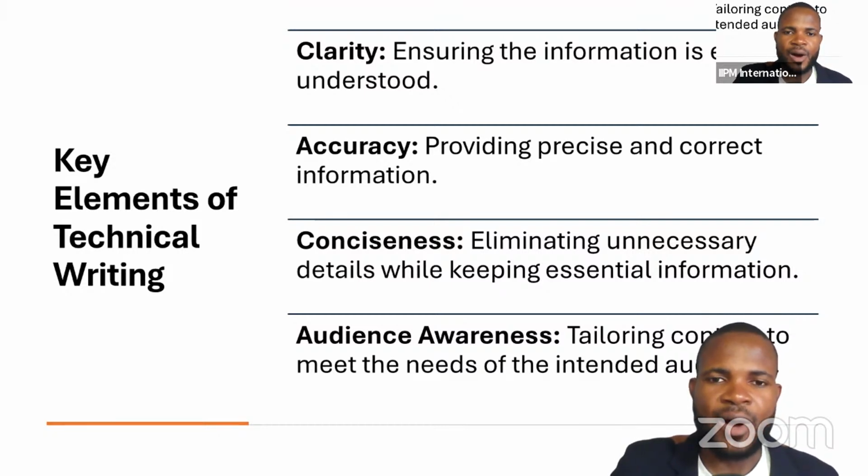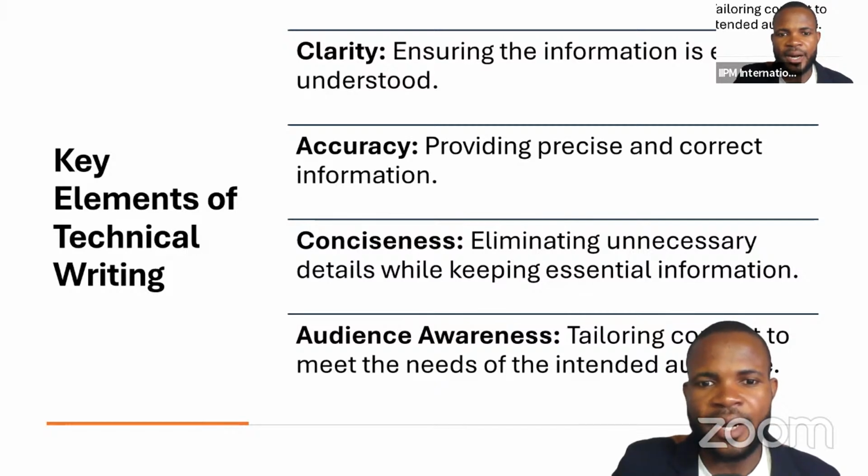All right. Now, another one is accuracy. Technical writing needs to ensure accuracy. Everyone involved in technical writing must make sure that the information provided in the writing is accurate as of the date and time you're writing that particular work. So being precise and being correct with the information provided is a key aspect of technical writing.